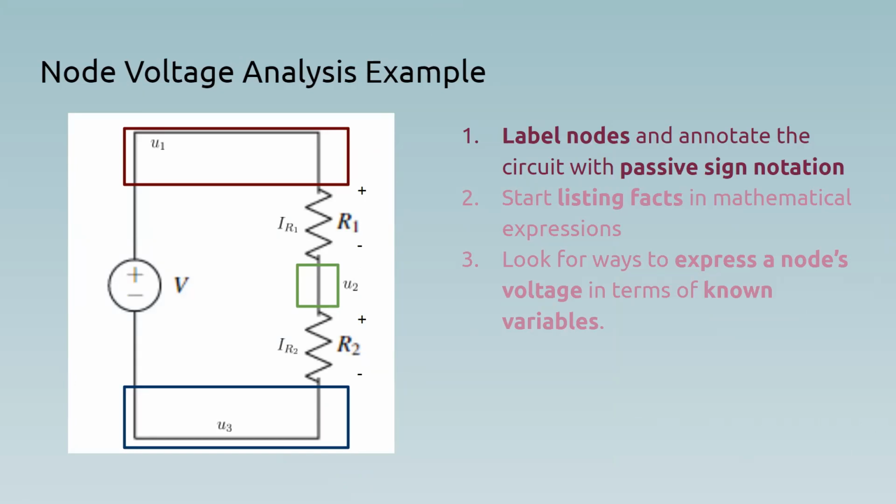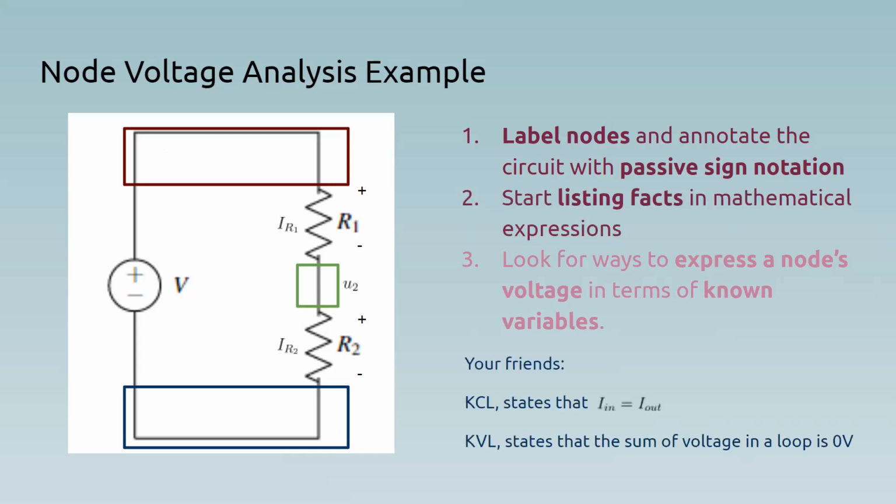This is also very important because you'd like to keep some sanity between calculations by having a uniform system of variables to track through. So as we have labeled the nodes, we can now start listing facts about the circuit in mathematical expression. And later we'll just piece a lot of these equations together into one single equation. So here are some of your friends in trying to list facts in mathematical expression.